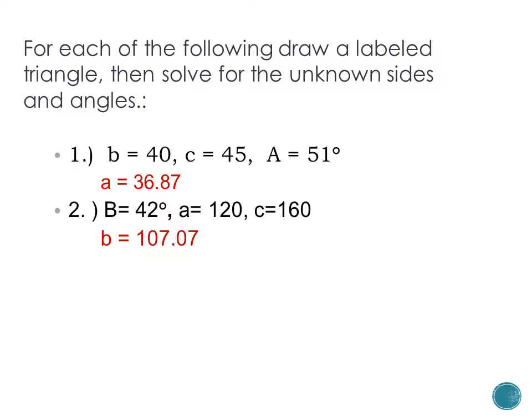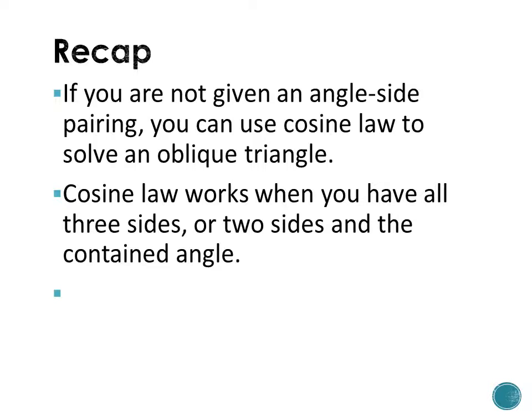And here are the answers, so check your answers to make sure you got them right. Just to recap, okay, if you're not given any angle-side pairing, we can't use the sine law, but sometimes you can use the cosine law to solve your oblique triangle. And the cosine law works when you have all three sides or when you have two sides and a contained angle.